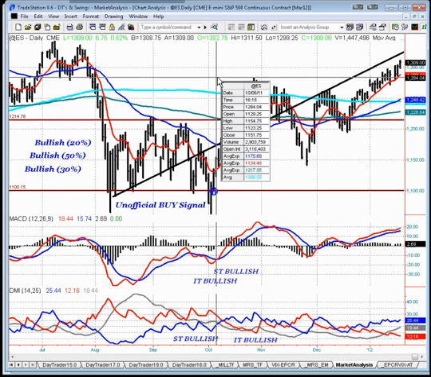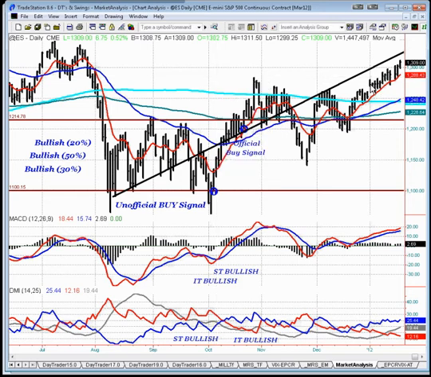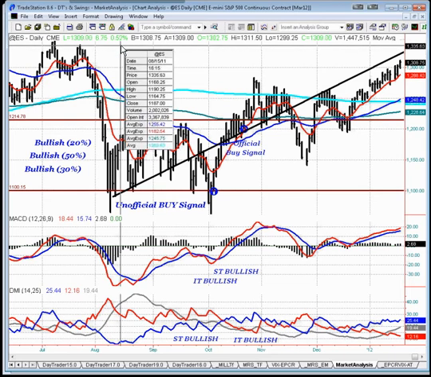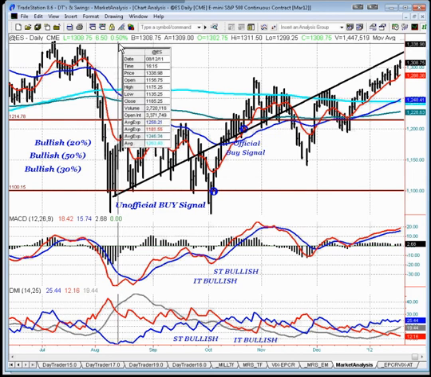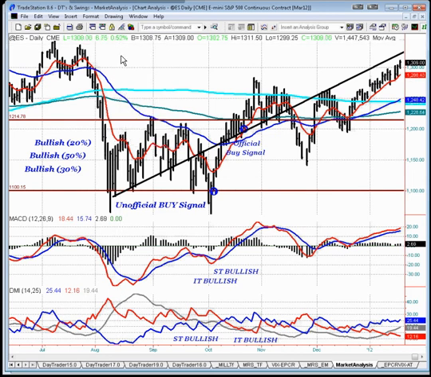We now have clean air. At around 1280, we kind of rounded out, kind of did a little bit of a handle on a cup and handle right there, and then blasted through, and then kind of rounded out, and then now we've just continued higher. So it's a beautiful thing. Again, we do have this resistance here around 1340. So 1340 to 1360 is going to be our first target.